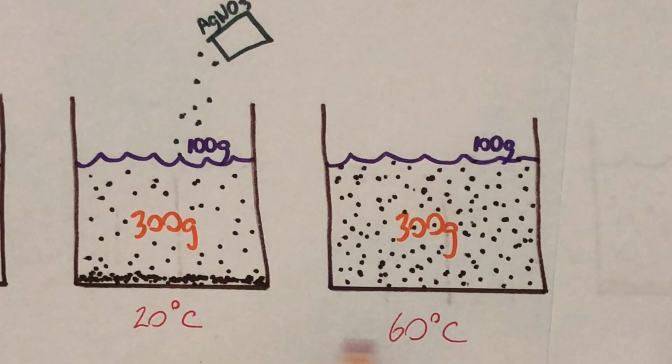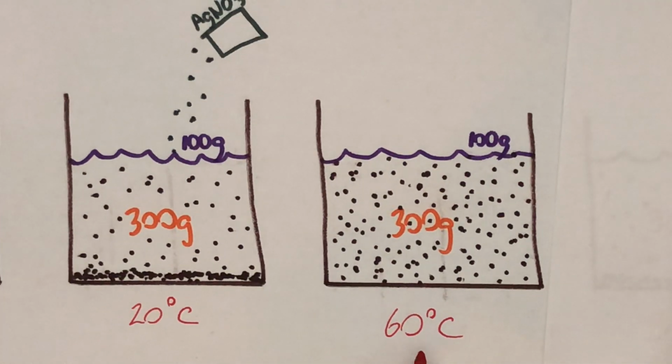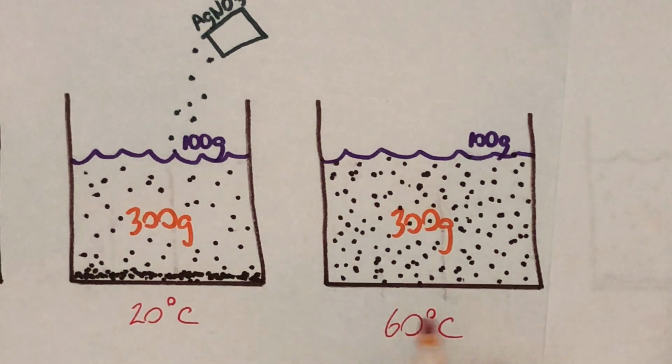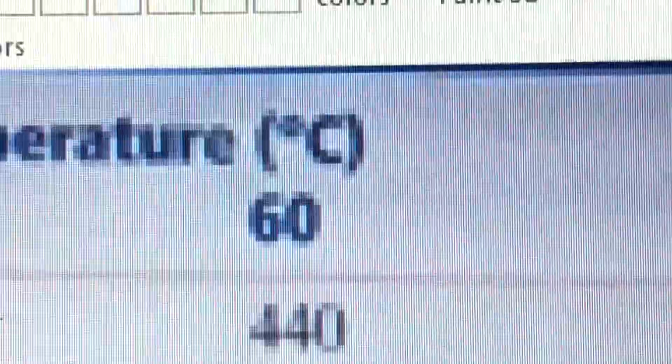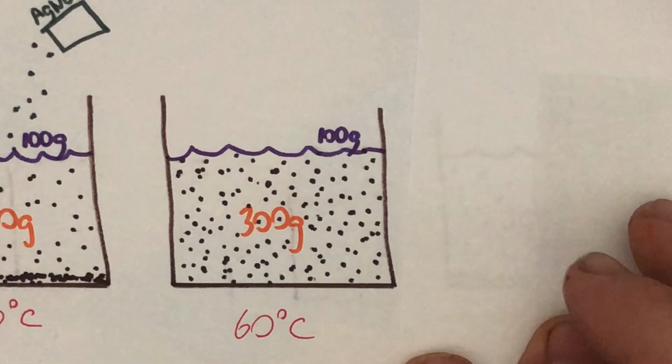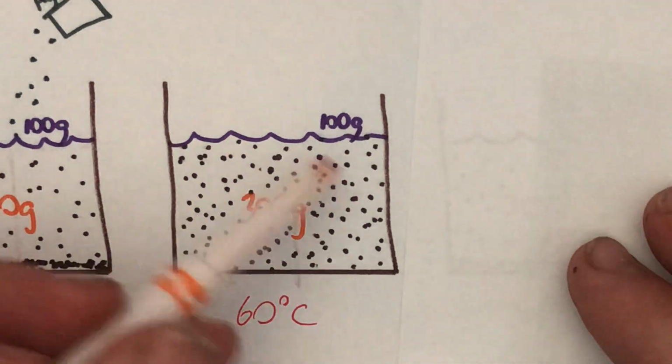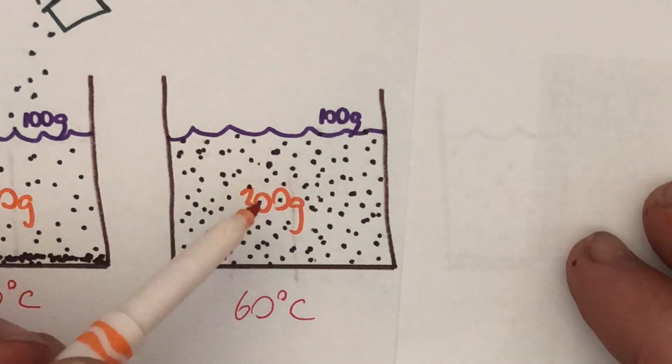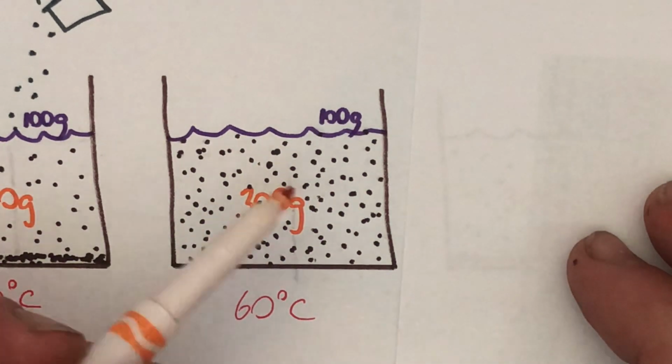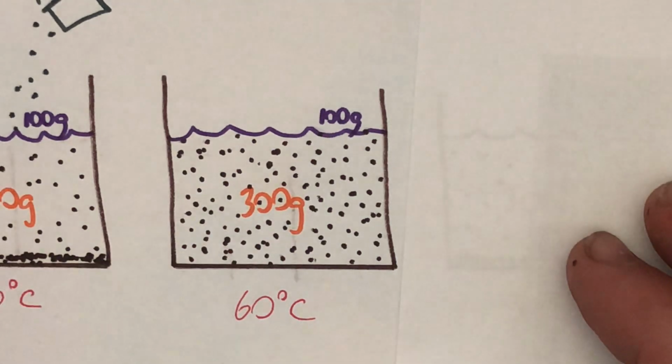Now what if we heated this up? See what I did? I heated the solution up. And now look, there's nothing sitting at the bottom. Why is that? At 60 degrees, AgNO3, 20, 40, there's 60, it could actually hold 440 grams of solute at that temperature. There's only 300 in there. So this solution could actually hold more than 300 grams. So it all dissolved.